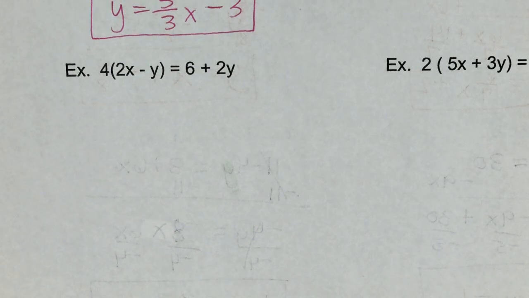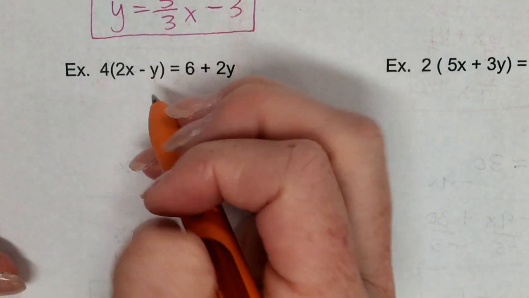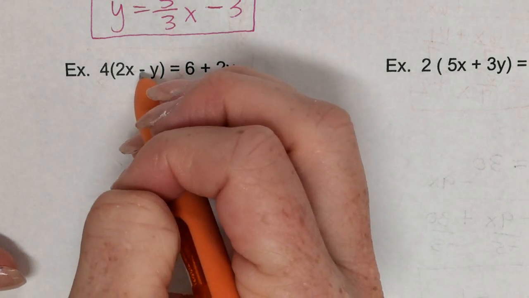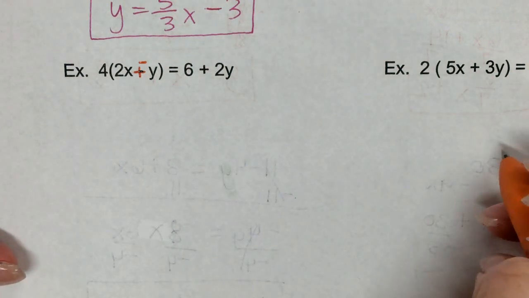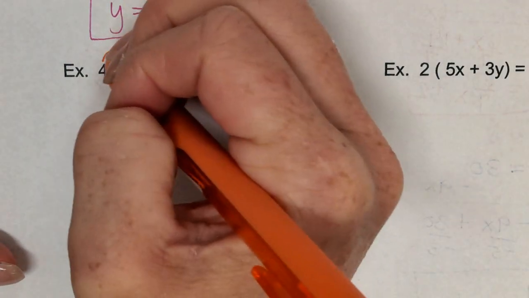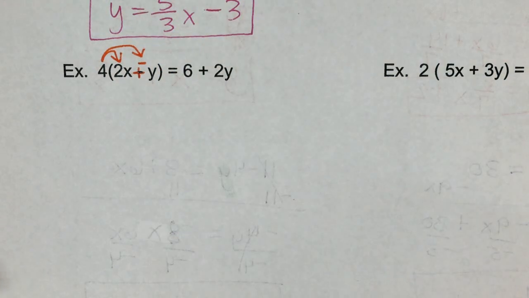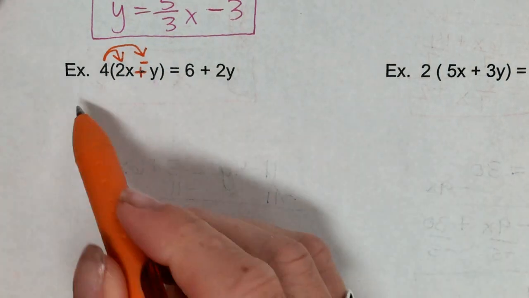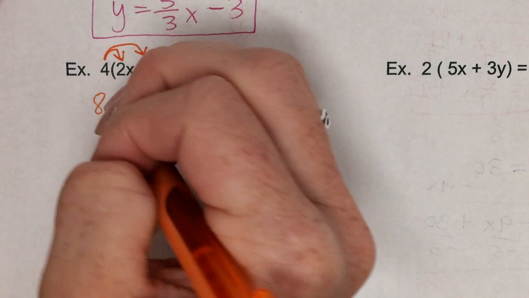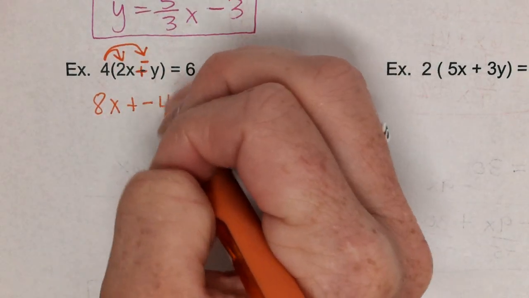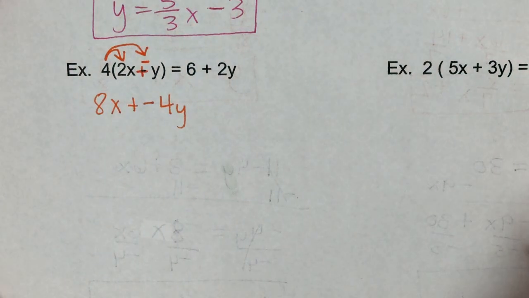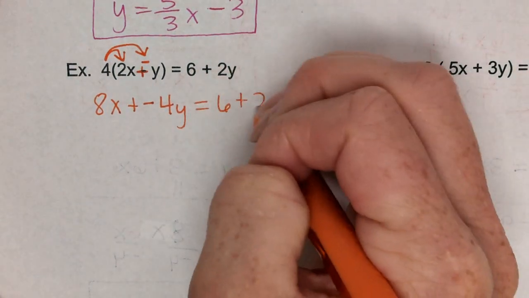This last one has parentheses, and anytime there are parentheses, you have to deal with them first. So what is the first thing I'm going to do right here? Change. I am going to distribute the 4 to the 2x and the 4 to the -y. So I have 4 times 2x, which is 8x, plus 4 times -y is -4y, equals 6 plus 2y.